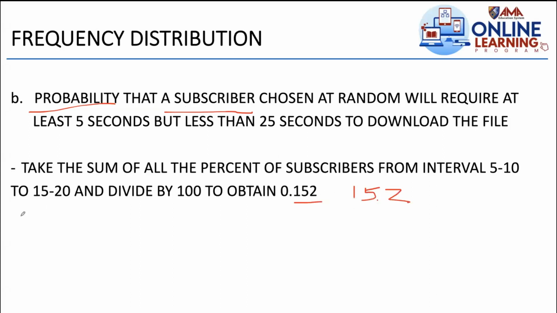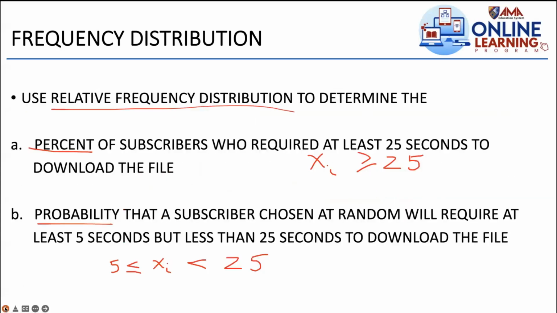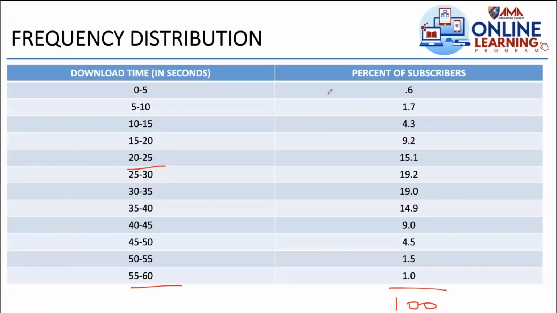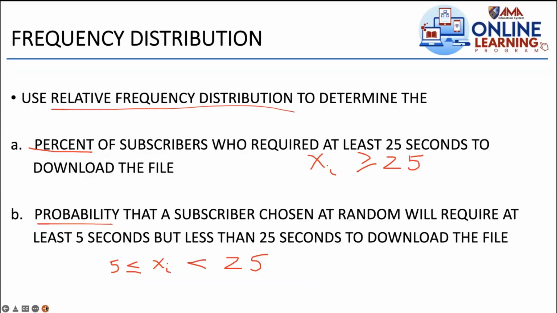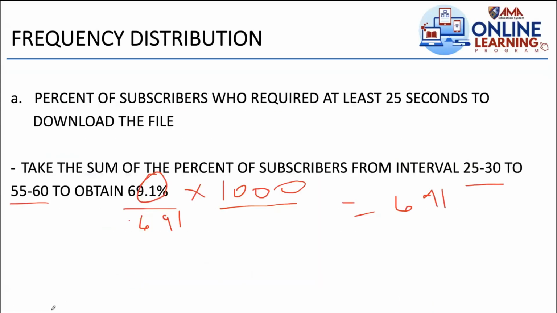Okay, let's go to the table. So what is that? 5, 10, and 15, 20, no? We consider those intervals and we add 5, 10. So this, no? This 2. This 3. You add this 3, because you want what? Greater than 5 but less than 25, no? So what's 1.7 plus 4.36 plus 9.2, 15.2. So indeed, we get the answer, no? 15.2. Where is that?